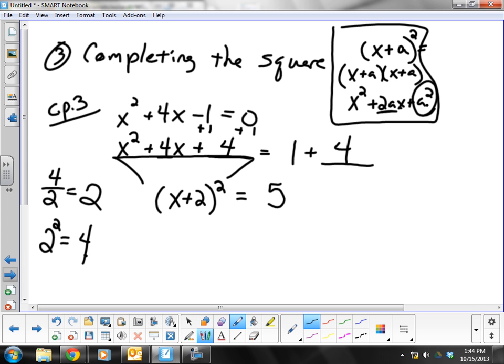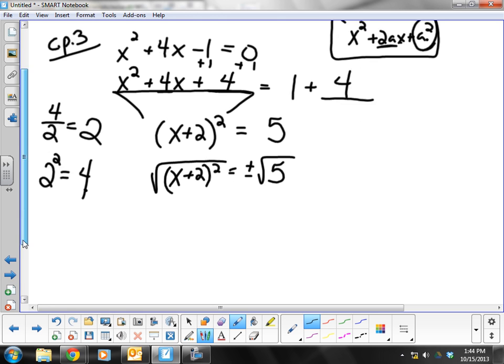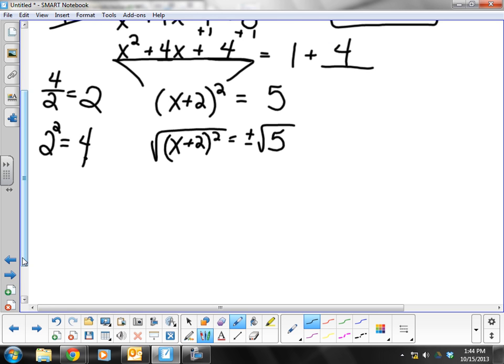Now do you see the similarity between part C of the last checkpoint? Because now we've got it in that form that we can always do the square root property on. What are we going to do here? Take the square root of both sides. So I'm going to take the square root of x plus 2 squared and plus or minus the square root of 5. And then this all cancels out, and I'm left with just x plus 2 is equal to a positive negative square root of 5.